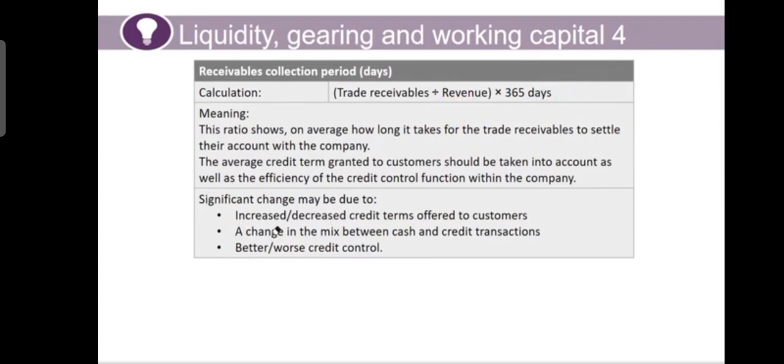So significant change may be due to an increase or decrease in credit terms offered to customers, a change in the mix between cash and credit transactions, because now you are selling more goods on credit, or better or worse credit control. Credit control means the receivable accountant talking to the customer, etc.